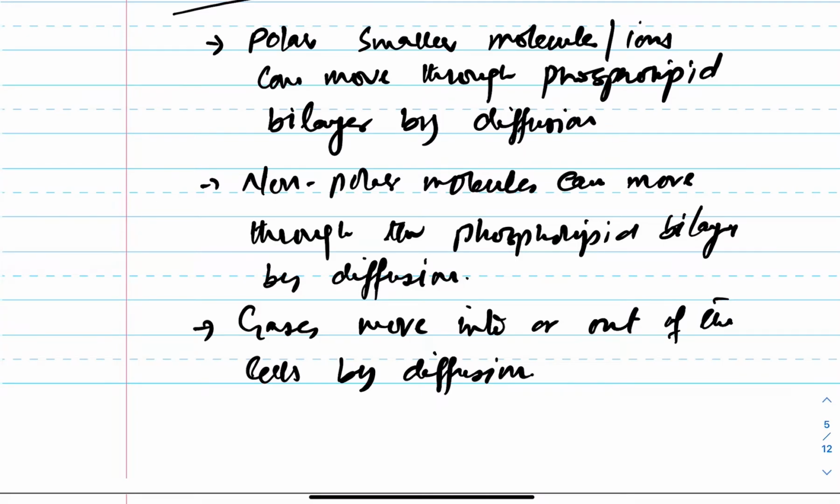We'll continue with the concept of concentration gradient. And then we'll discuss the factors affecting the rate of diffusion. We'll discuss how we calculate the rate of diffusion, and then the factors that affect the rate of diffusion will be discussed.